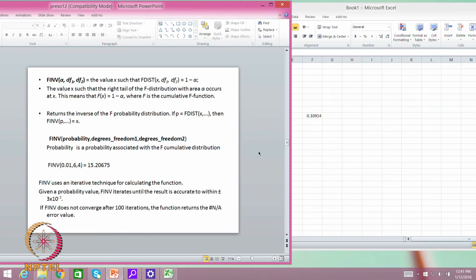Now, there is also the inverse, F inverse.